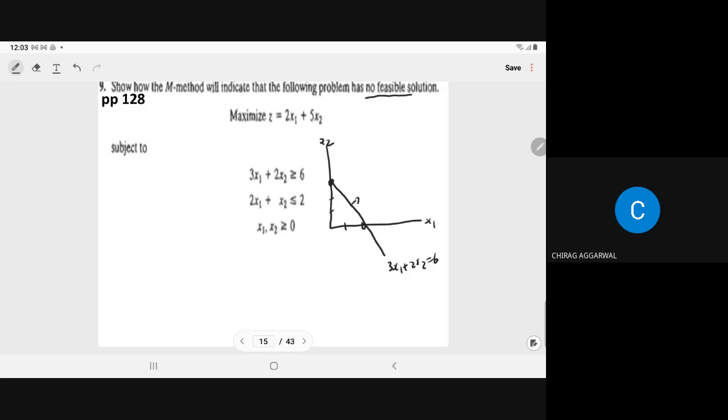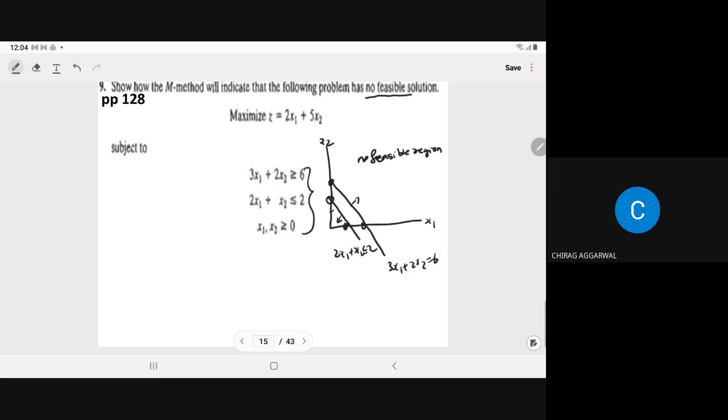Then for 2x1 + x2 ≤ 2: when we put x1 = 0, x2 will be 2, and when we put x2 = 0, x1 will be 1. So this is the line of 2x1 + x2 ≤ 2. When we put x1, x2 = 0, we get 0 ≤ 2, which is true. So here you can see there is no feasible region which satisfies the given constraints.